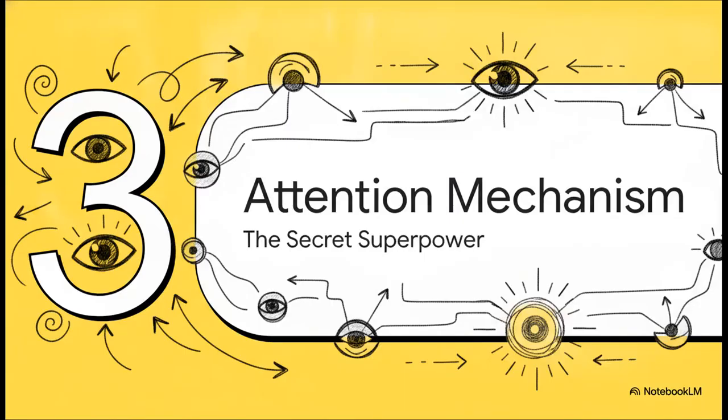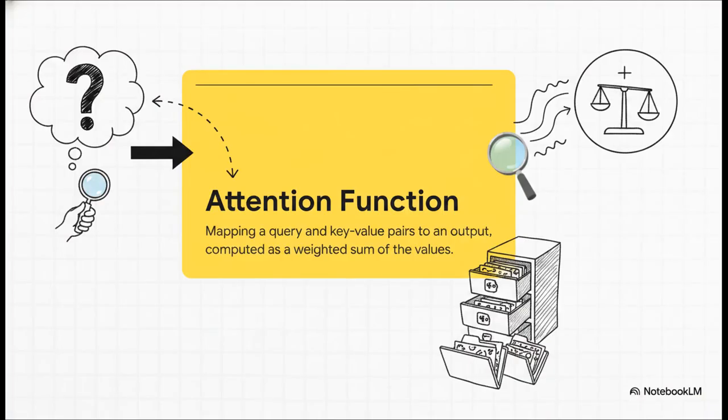Now we arrive at Section 3. This is the absolute core of the paper, the secret superpower, the attention mechanism. So, what does attention actually mean mathematically speaking?